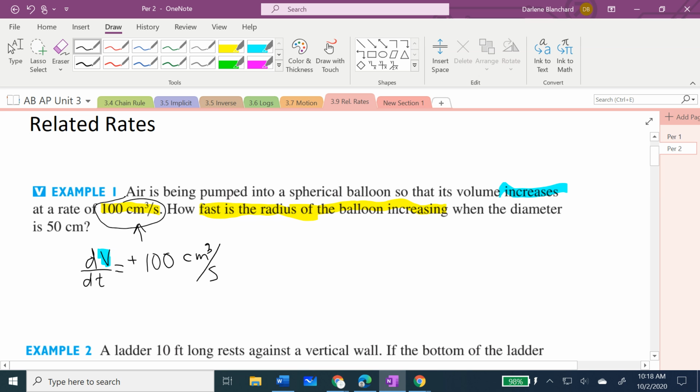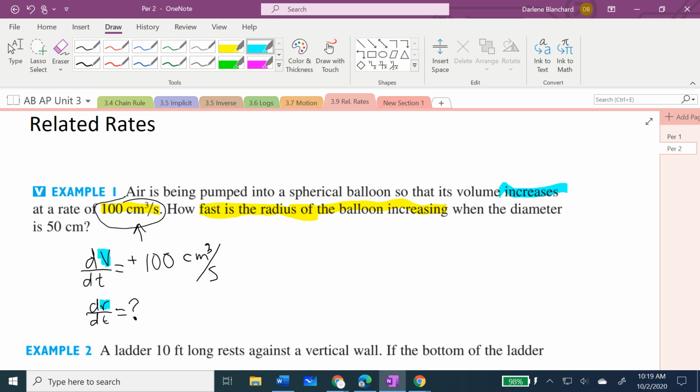So now I need to look for what is the rate of change they're asking me to find, and that is the radius of the balloon. So I'm going to write down dr/dt equals question mark. And this is where I always start related rates: figure out what the rates of change with respect to time are. Then I'm going to highlight the V and the R, because your goal is to get an equation that is not involving rates at all, but an equation that says how volume and radius are related.